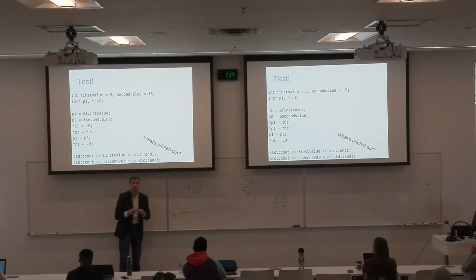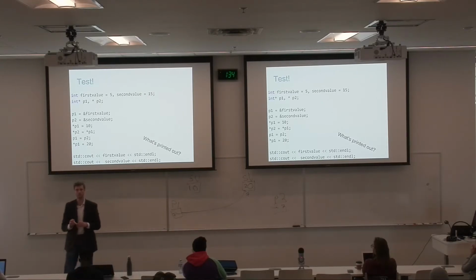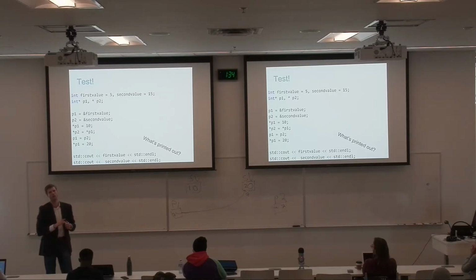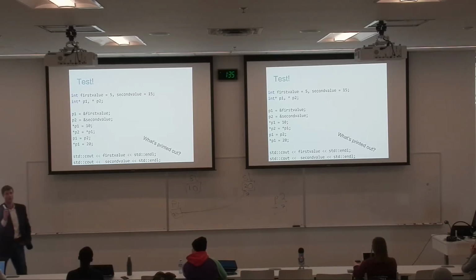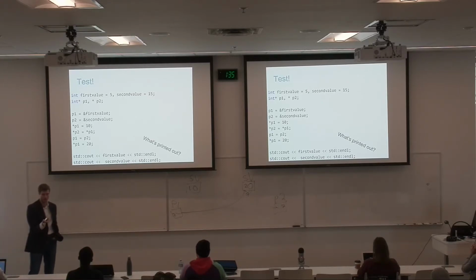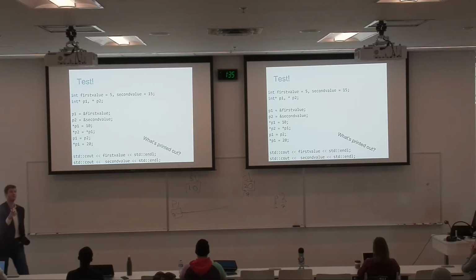Yes? So if instead of saying P1 equals P2, you said P1 equals second value, would that now be equal to whatever the second value is? If P1 equals second value, that wouldn't work, because what is the type of P1? And we have to be more careful. We can't just say pointer, we have to say integer pointer. So the type of P1 is integer pointer, but what's the type of second value?